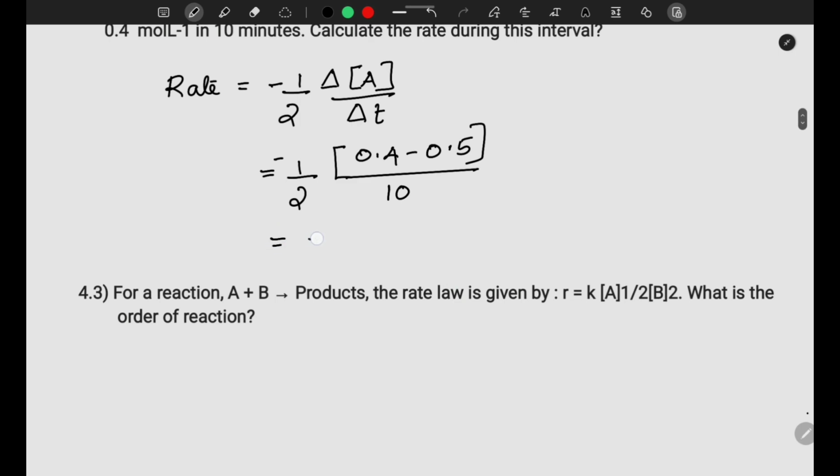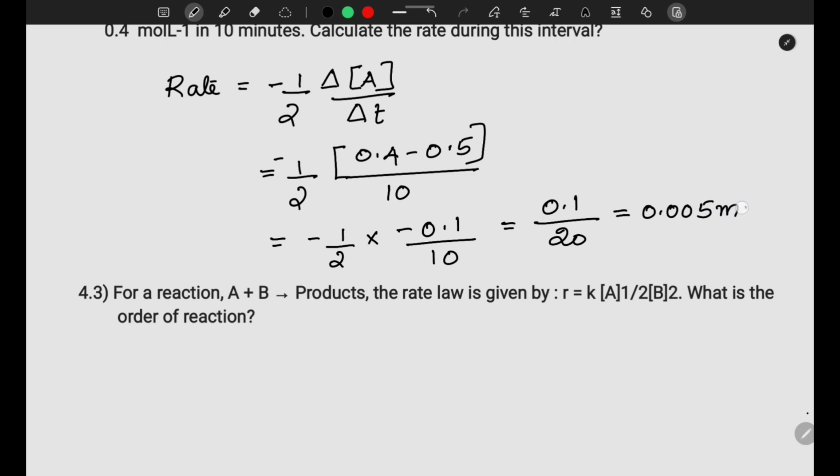So that is equal to minus 1 by 2 into minus 0.1 by 10. So that is equal to 0.1 by 20. When we simplify, we will get 0.005 mole liter raised to minus 1 minute raised to minus 1.